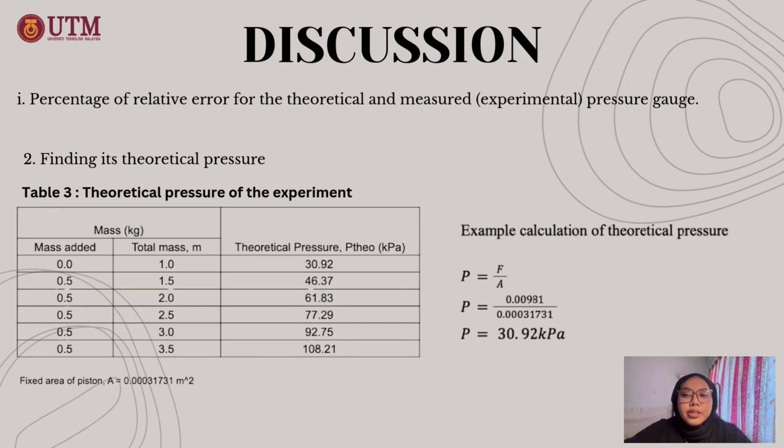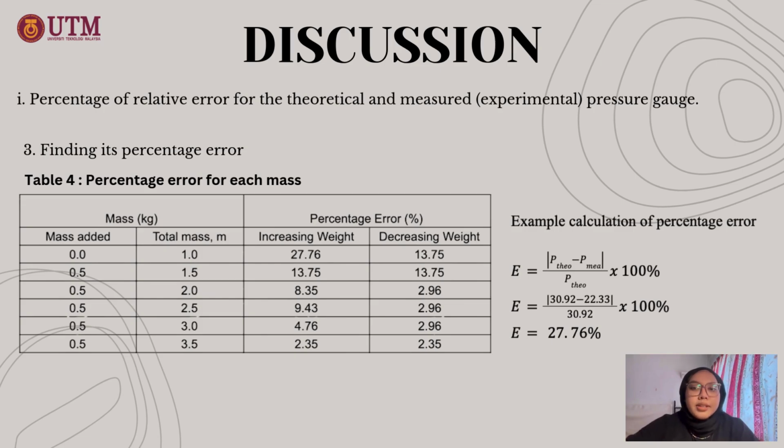Table 3 shows the theoretical pressure of the experiment with the constant fixed area of piston, which is A equal to 0.0003171 meters squared, and that is the example calculation of theoretical pressure using the formula P equals F over A. The third step, we can find the percentage error.